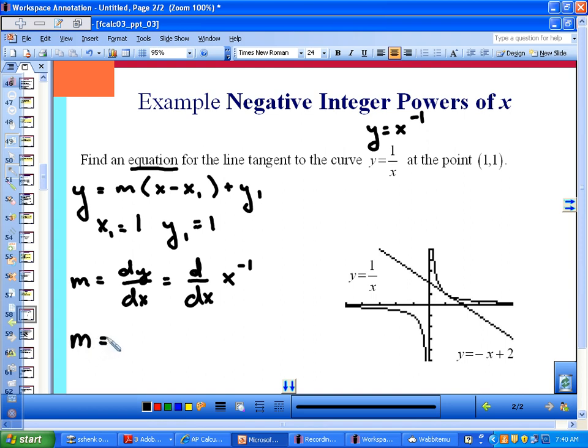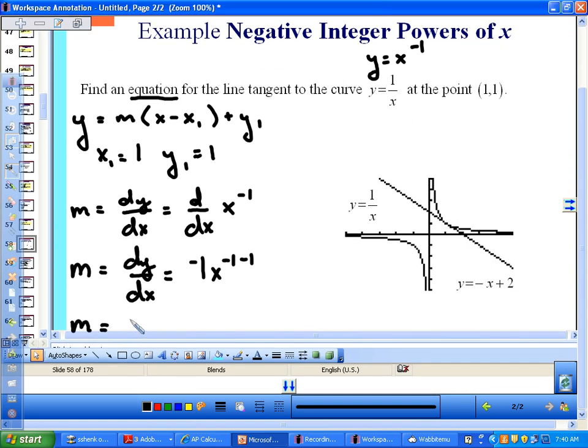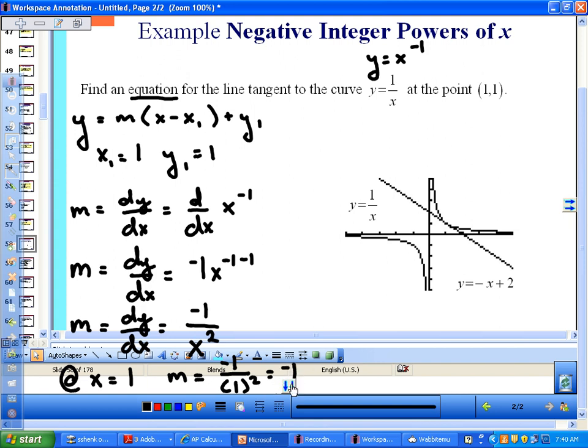So our slope is equal to our derivative, dy dx. Using our power rule, what's the derivative of x to the negative 1? Negative 1 times x to the negative 1 minus 1. So our slope is negative 1 x to the negative second, or if you want, negative 1 over x squared. It doesn't make a difference. Now, we're specifically concerned with x being 1. So at x equals 1, our slope is equal to negative 1 over 1 squared, which is still negative 1.